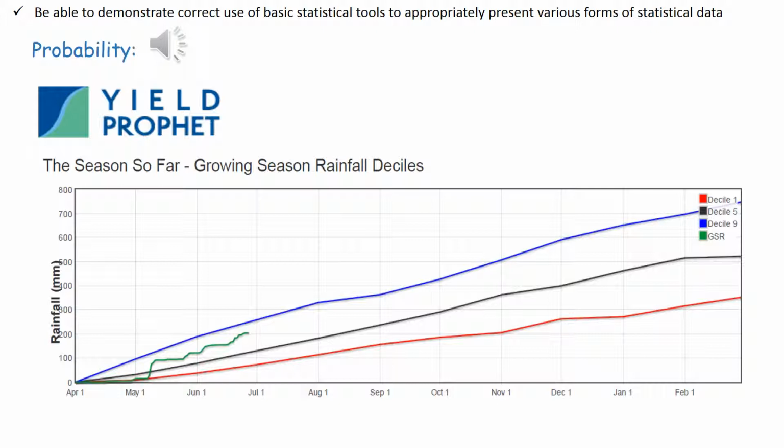So we can see from our green line, our growing season rainfall, that the season started off quite poorly. It started off with a rainfall as low as the lowest 10 years within our 100-year period of data. But then it picked up in early May, and it's now probably up between 75 and 80% of historical records of observations. So it's become an above average year for rainfall.